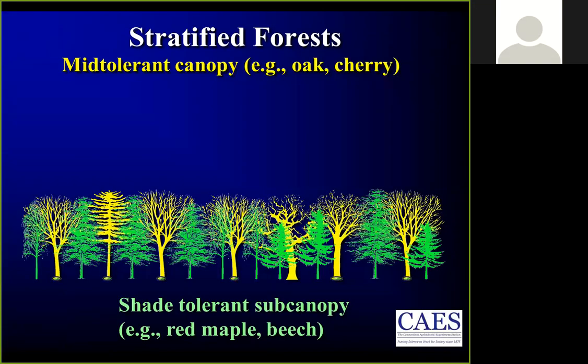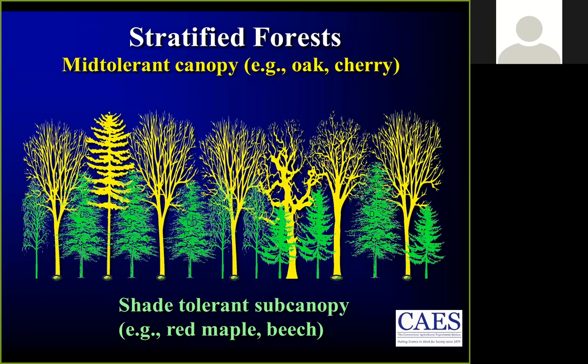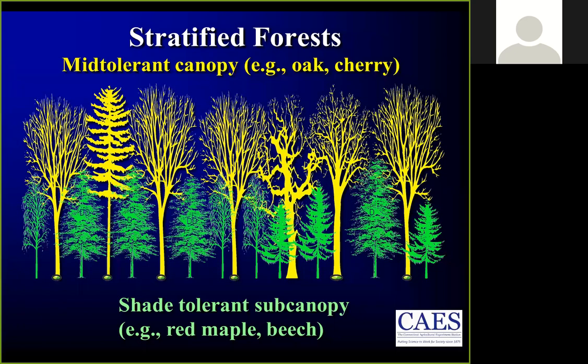So just to show that in the diagram, what can happen over time, if we look at the yellow, those are the mid-tolerant species, which will eventually be in the canopy, things like oak and cherry, which grow faster, and a shade-tolerant sub-canopy, things like red maple and beech. So if we imagine that these trees are about, you know, a 15-year-old stand and we grow it over time, we see that the mid-tolerance gradually grow over top and come to dominate that stand with an understory of primarily maple, beech, birch, depends upon what you have. You could have hemlock or some other species down there.